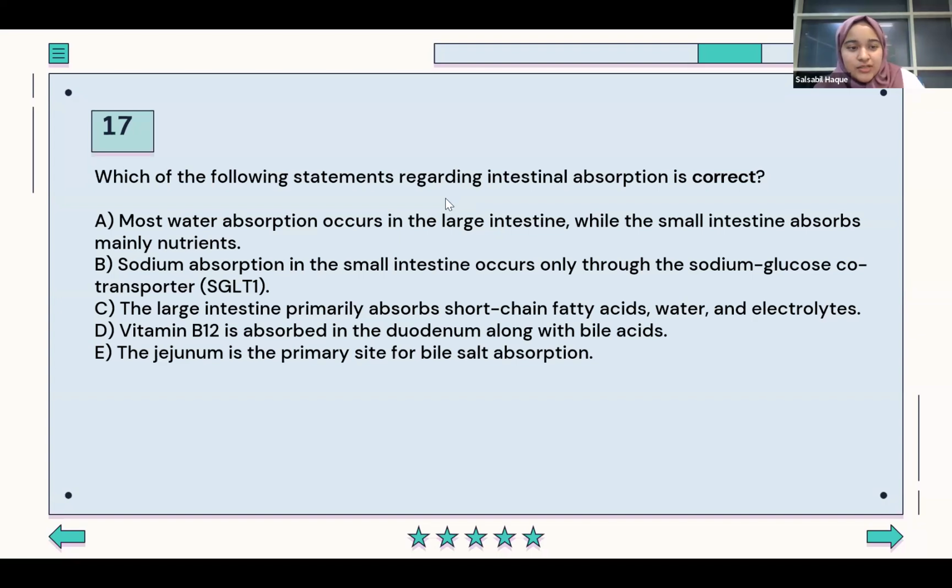Okay, let's see if the answer is C. And you're right, yeah, it is C. Okay, so let's go through the options one by one, just in case anyone's confused. So most water absorption occurs in the large intestine. This is not true. Most of the water absorption occurs in the small intestine. Can someone tell me where exactly in the small intestine the maximum amount of water is absorbed?